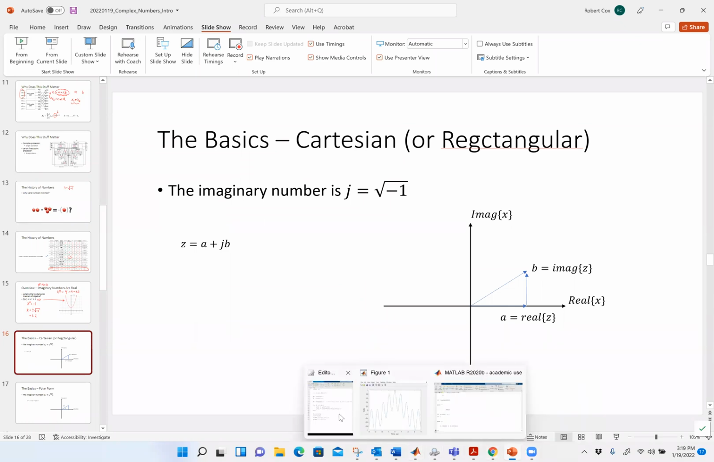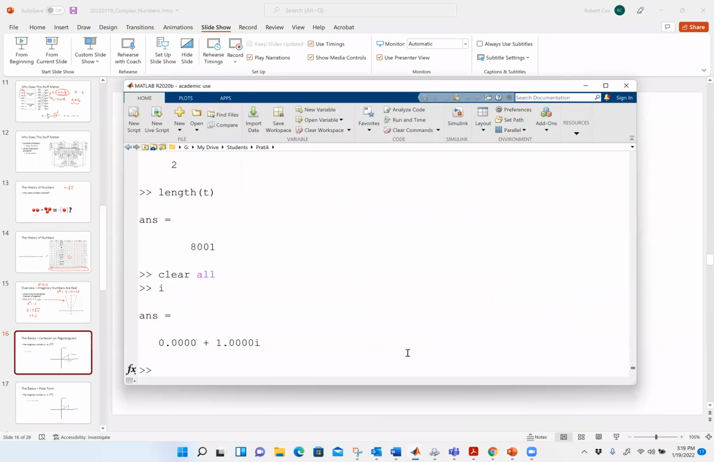If I go in here and type J, J comes up as 0 plus 1I. So both J and I are recognized as that. Now I know what's going to happen: some of you are going to say I equals 2. Then if I type I, notice that I is no longer the imaginary number.